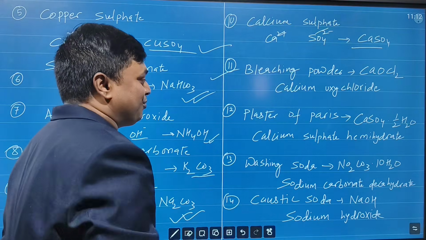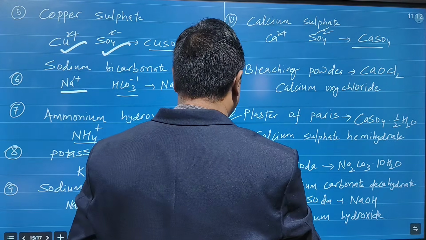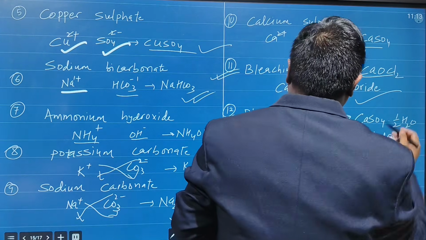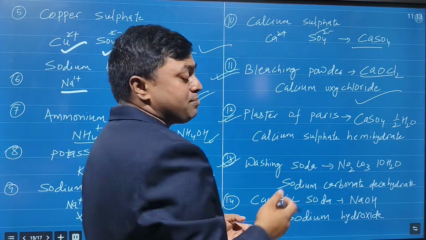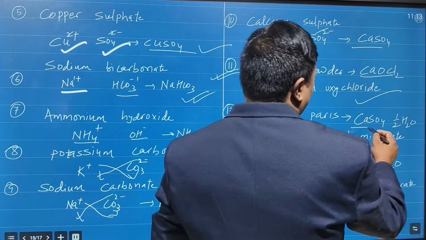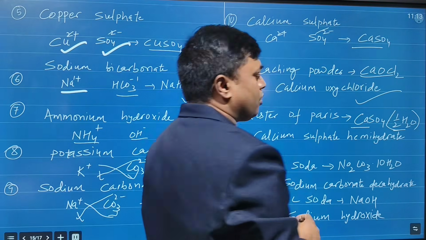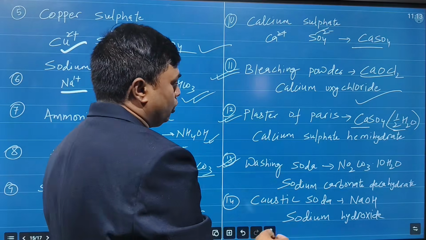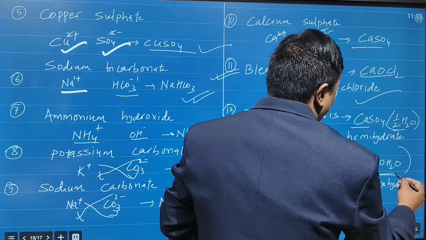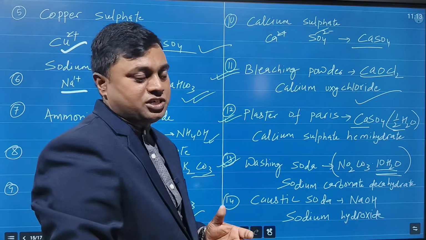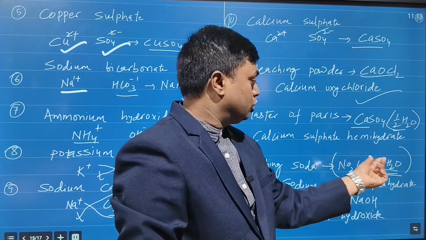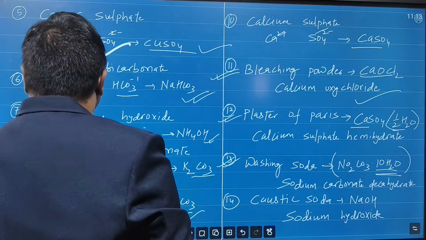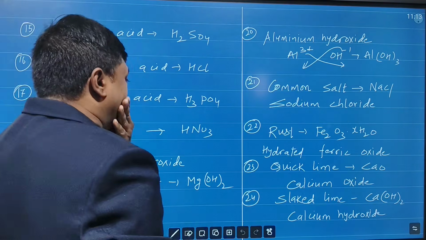Bleaching powder formula. Some more important formulas are there which are there for grade 10. You should remember. Bleaching powder is what? Calcium oxychloride CaOCl2. Plaster of Paris, calcium sulfate hemihydrate, so CaSO4 and half H2O. Hemi means what? Half. So water of crystallization is there, half. Washing soda Na2CO3 dot 10 H2O. Here 10 water molecules are attached, so 10 water of crystallization is there. So sodium carbonate decahydrate. 10 means what? Deca.